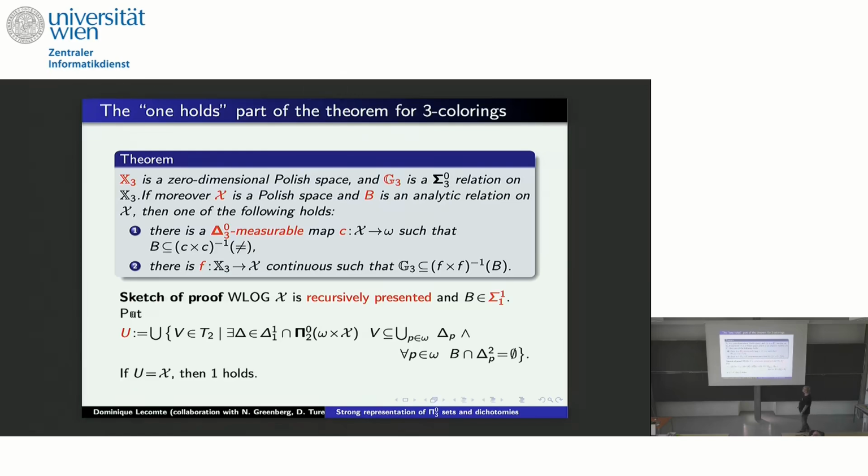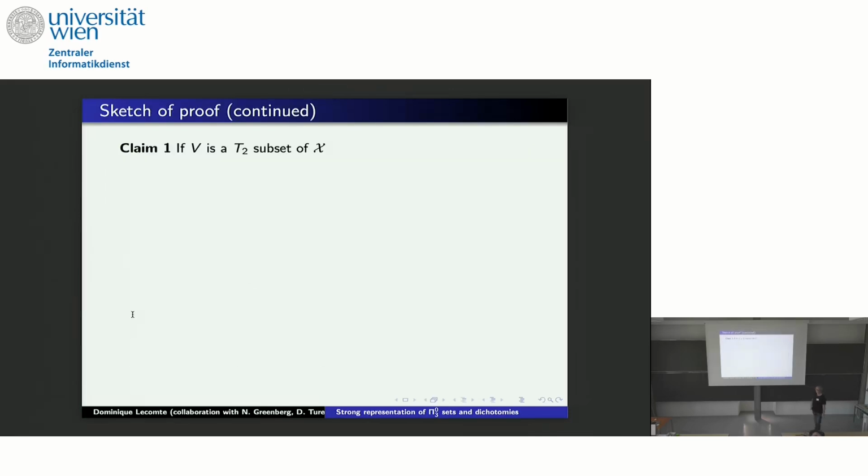So if U is everything, then we have a coloring. So without loss of generality, we may assume that U is not everything. So call Y the complement of U. And of course, it has to be non-empty. And one can check that it's a lightface Sigma 1 1 set. And the crucial property of this Y is this following claim. If you take a T2 open set, which meets Y, then the square of the intersection has to meet this relation B. We say that this intersection is not B discrete.